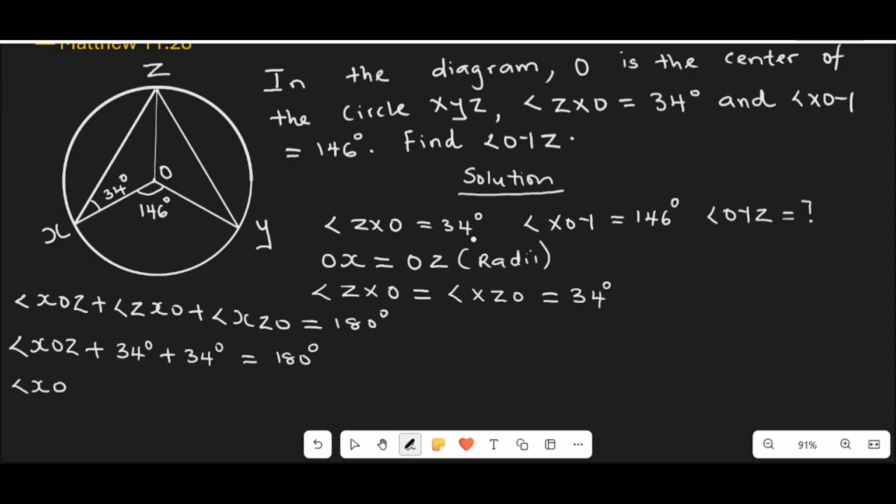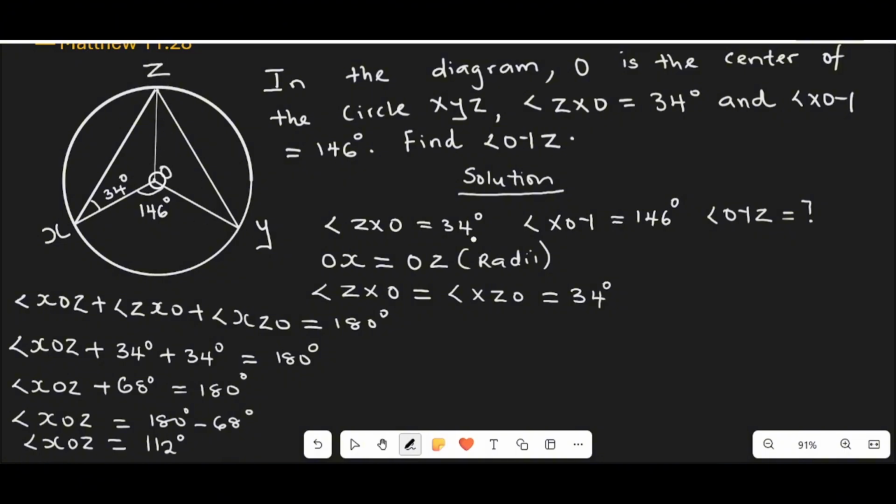Angle XOZ plus 34 degree plus 34 degree will give us 68 degree equal to 180 degree. So if we transpose 68 degree to the right hand side, we are going to have angle XOZ equal to 180 degree minus 68 degree, and angle XOZ equal to 112 degree.